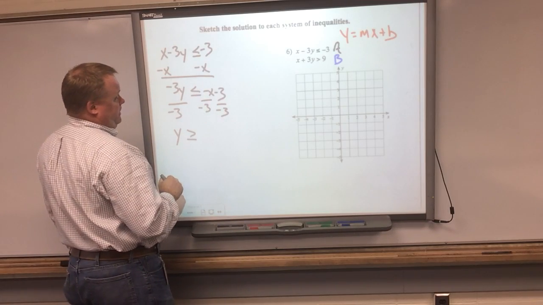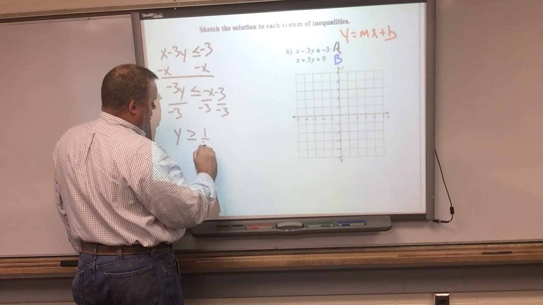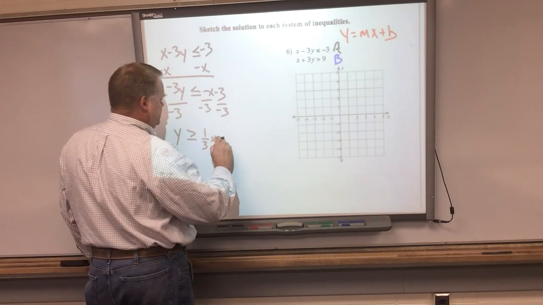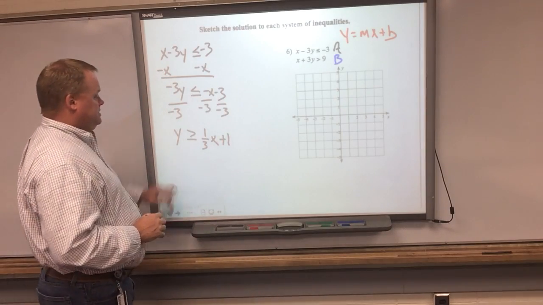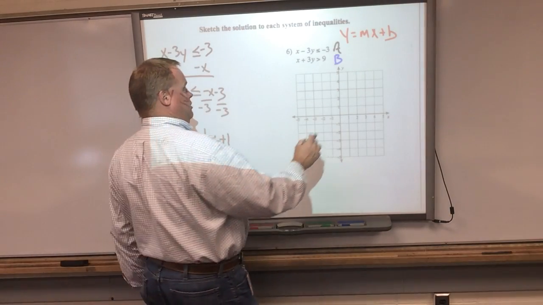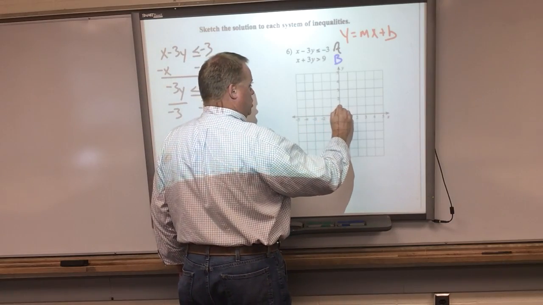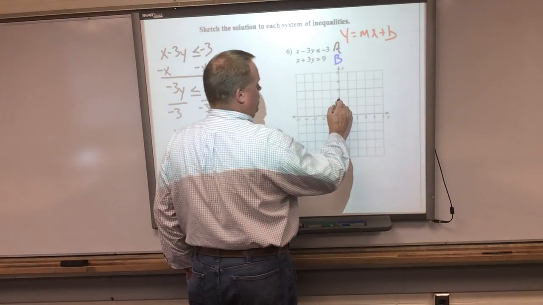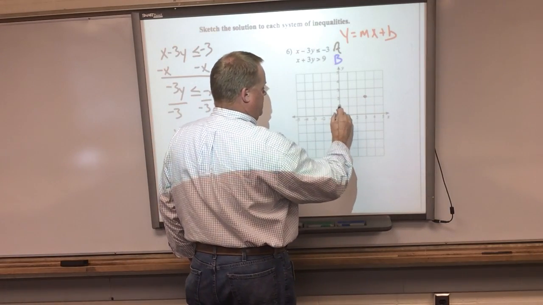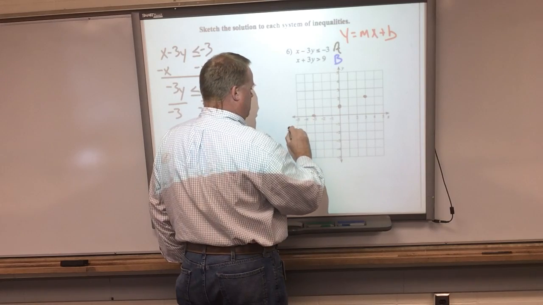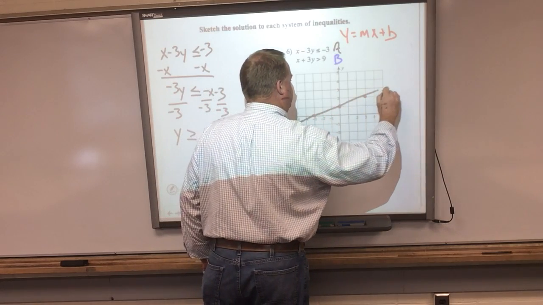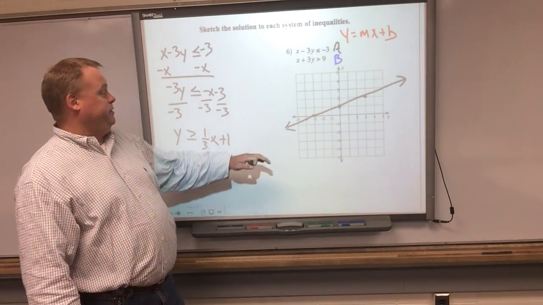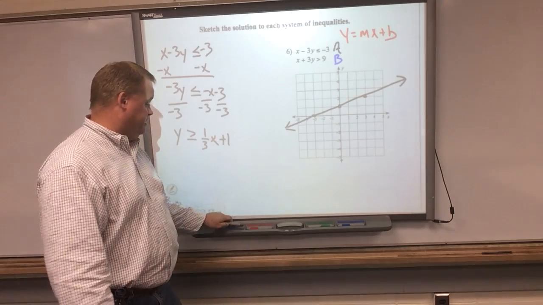Negative x divided by negative 3 becomes a positive 1/3 x. And negative 3 divided by negative 3 is a positive 1. Since that is an equal to bar underneath the greater than sign, I have a closed circle at 1. And my slope is 1/3. So up 1/3, down 1/3. Draw my line. And I'm going to be done for the second. I'm going to be greater than, so I'm going to shade above here in just a minute.